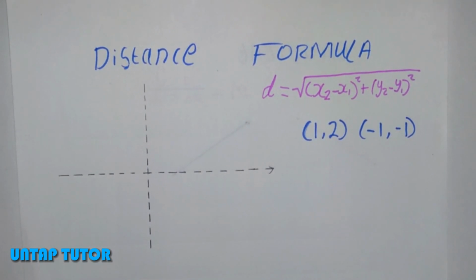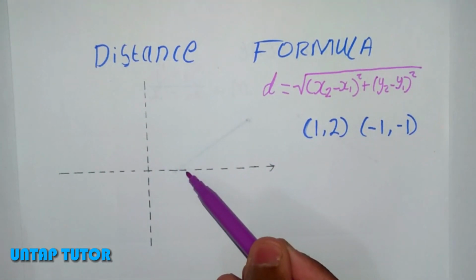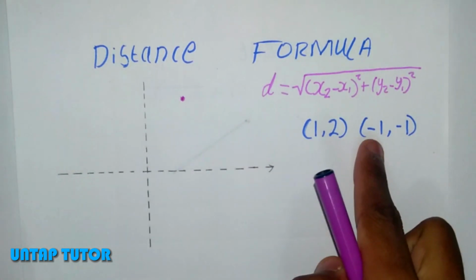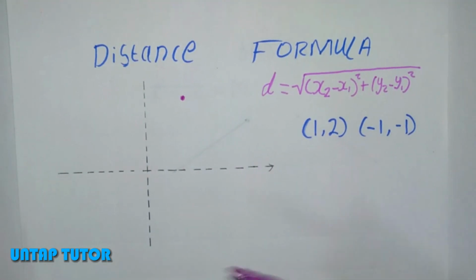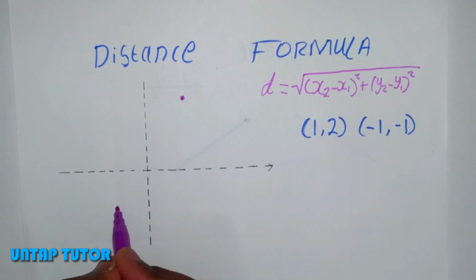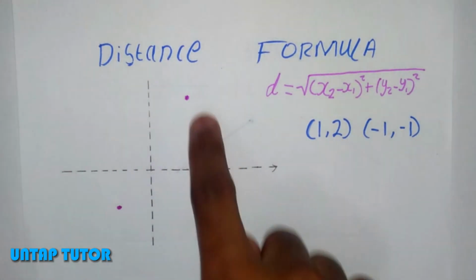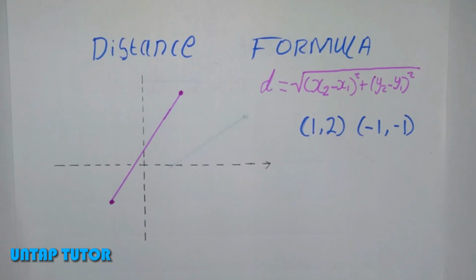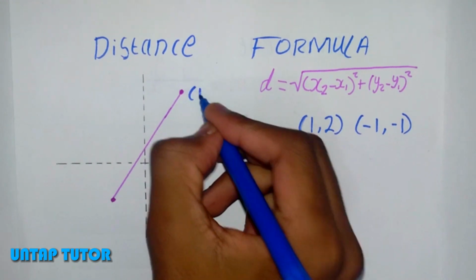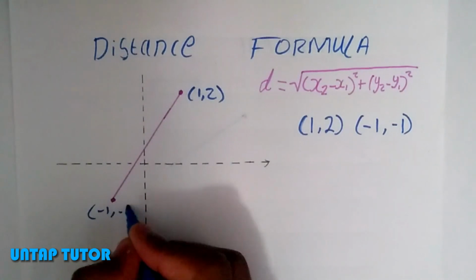First, we are going to plot these 2 points. Having (1, 2), it's going to be 1 in the x direction and 2 in the y direction. Then x is -1 and y is -1, so it's going to be -1 in the x direction and -1 in the y direction. So these are our 2 points. We draw a line. This is the line that they are asking us about, the line between these 2 points, (1, 2) and (-1, -1).